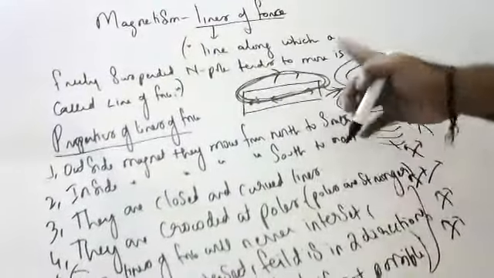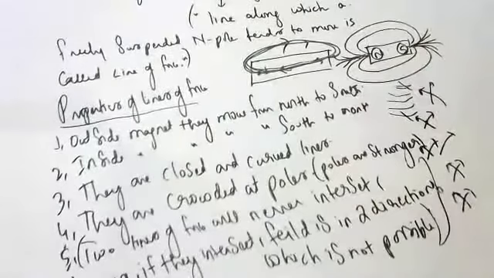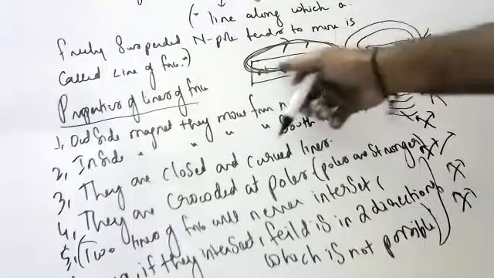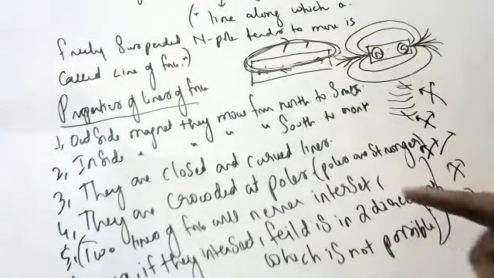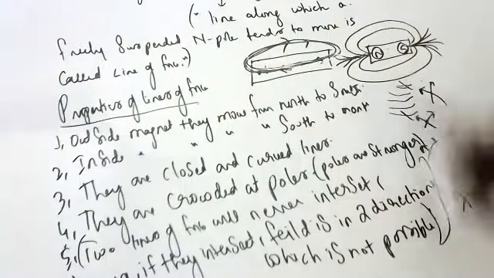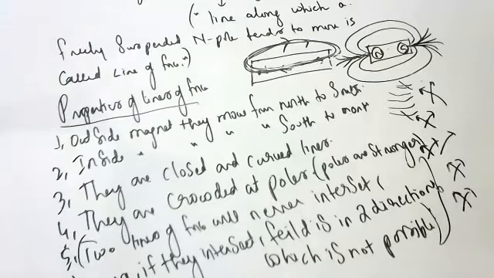So the definition: the line along which a freely suspended north pole tends to move. Outside they move from north to south. Inside they move from south to north, and they are closed and curved, and they are crowded at the poles. No two lines will ever intersect. Remember, children, why? If they intersect, the field is in two directions, which is not possible.